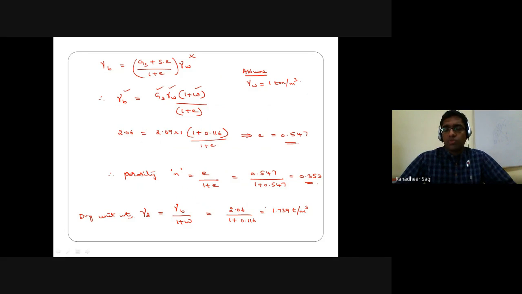This is one of the expressions I can use: gamma d is equal to gamma b by 1 plus w. Otherwise, I can also make use of the other expression: gamma d is equal to Gs into gamma w by 1 plus e. Because Gs is known and the void ratio is known, I can substitute those values to get the dry density. Whichever expression you use, it doesn't matter. You will get the same value.